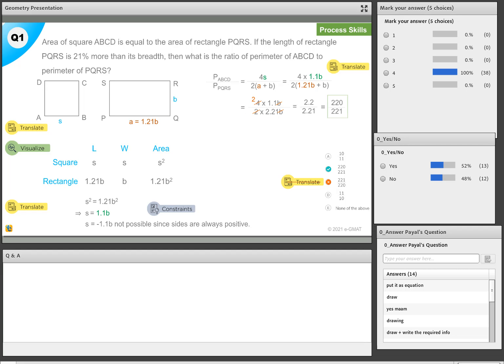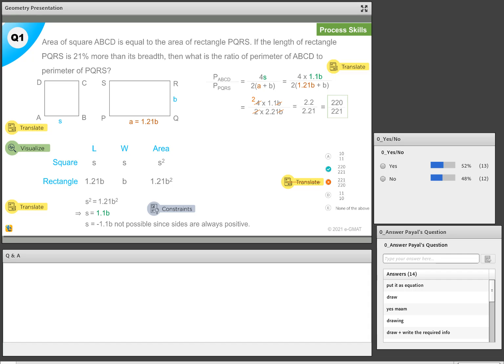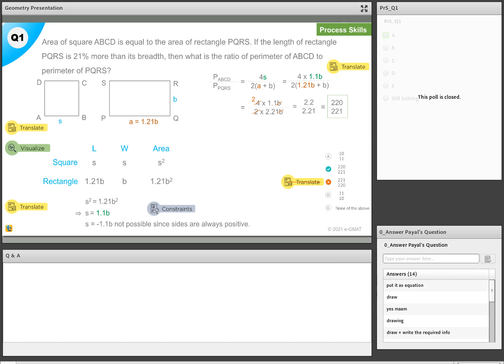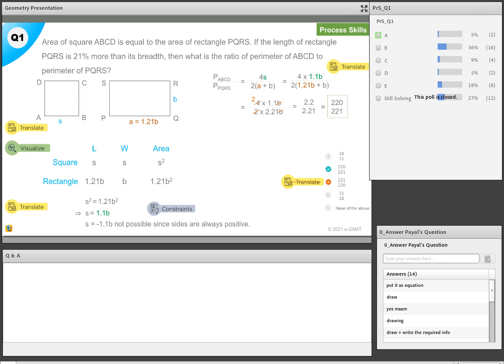Okay, now let's proceed. What is given here? We have figured out that S is equal to 1.1b. Now what is it that we need to figure out? We need to find the ratio of the perimeter of ABCD to the perimeter of PQRS. So again, we need to translate this appropriately. For those of you who selected choice C, and there were 4 of you, you made that selection because you did not do the translation appropriately. You reversed it. Again, that's where the process skill of translation comes into the picture. Let me broadcast the results here. So 4 of you selected choice C, you made that mistake.